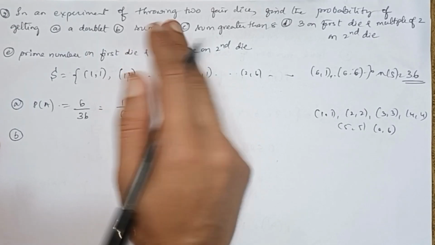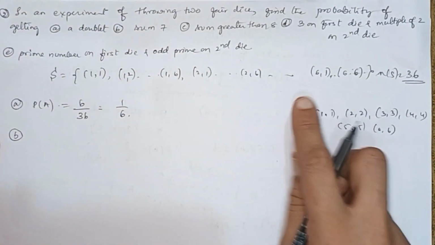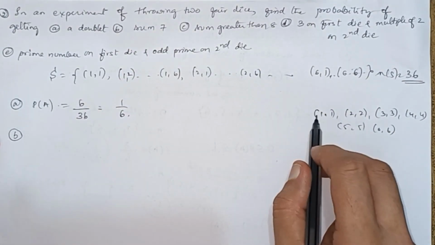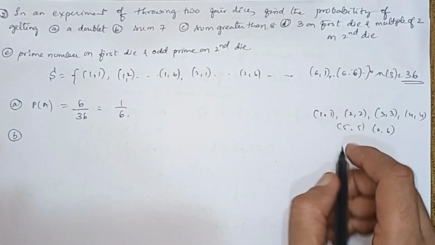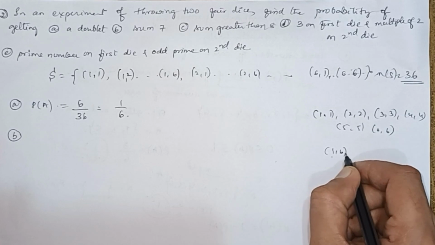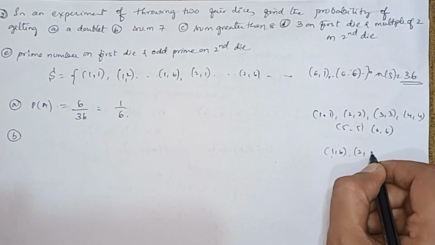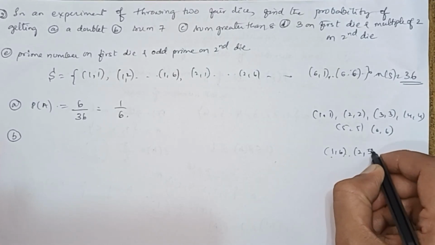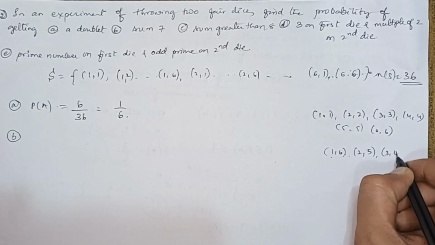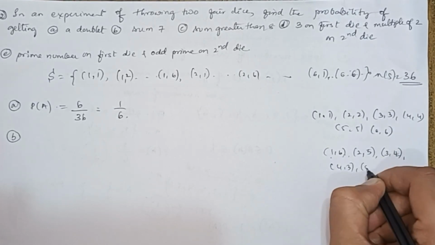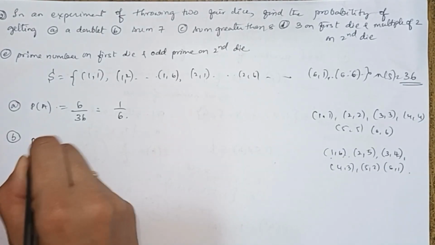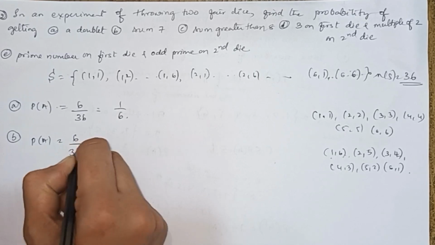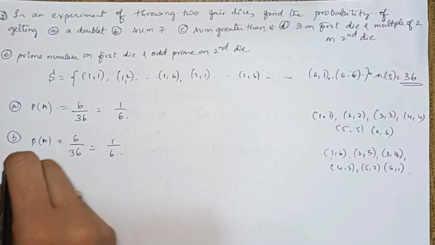So sum equal to 7. When you add those two numbers in the first die as well as second die, sum must be equal to 7. Therefore, we do 1 comma 6 because 1 plus 6 is 7. With the 2 comma 5, with the 3 comma 4, with the 4 means the reverse of this, 4 comma 3, 5 comma 2, 6 comma 1. So there are 6 outcomes favorable to this event by total 36, so it is 1 by 6.